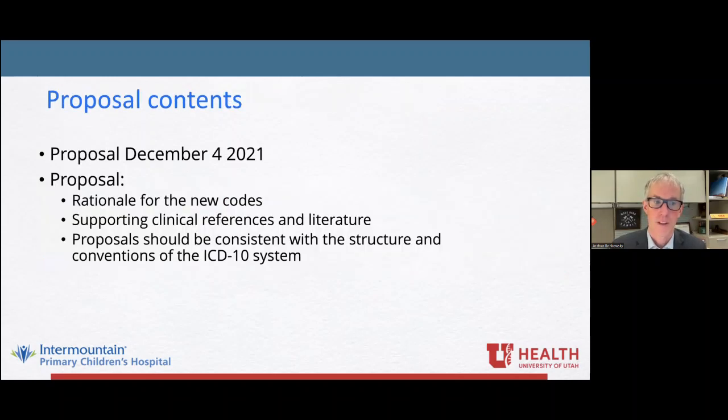So in the proposal, you put a rationale together. We put together supporting clinical data and references. And then the most complicated part is that the codes have to fit into the existing ICD-10 system. So Monica Baker really put a tremendous amount of work making sure that this made sense, both in terms of the complex structure that exists for ICD-10 codes, as well as made sense medically and biochemically.